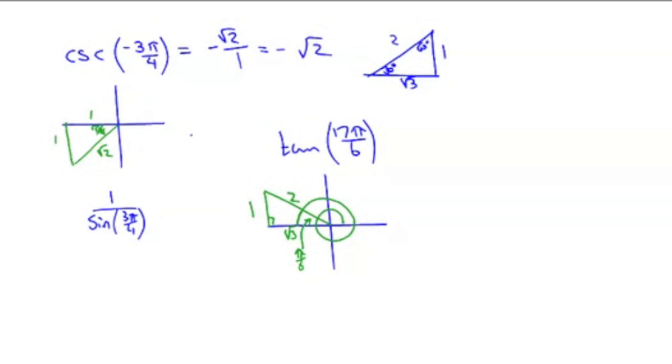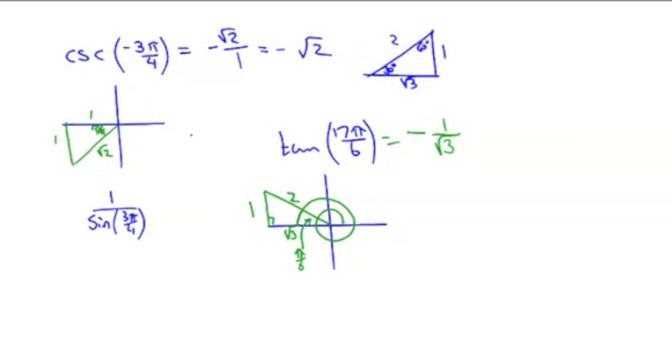And the tangent is opposite over adjacent. So it's equal to 1 over the square root of 3, but negative. Location is second quadrant, tangent is negative. I got it right. Oh wait, I didn't get it right, never mind. I was close. So sad.